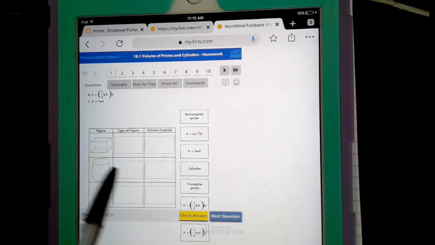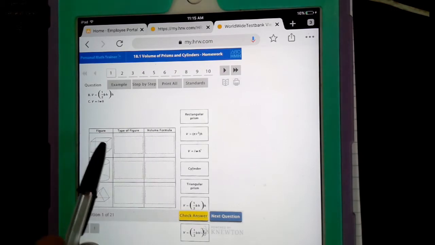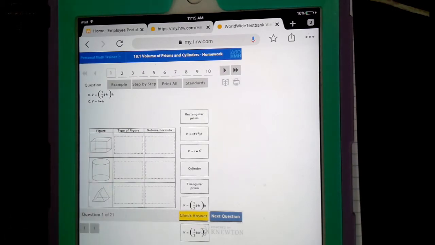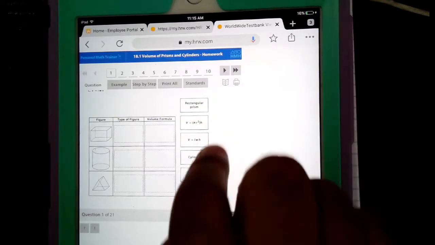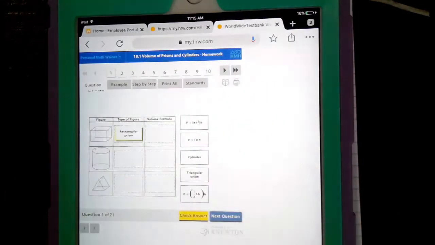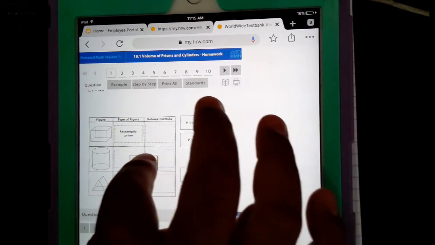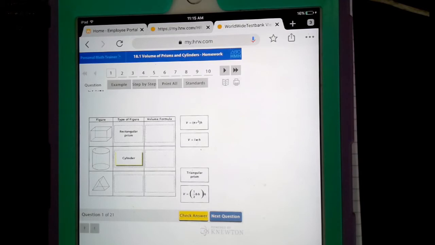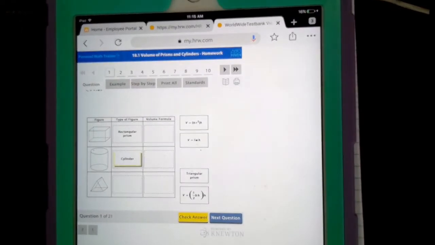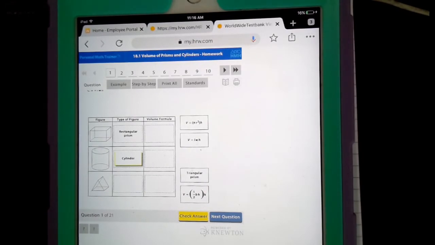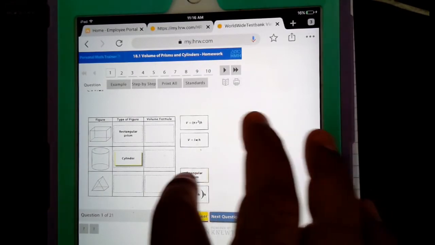If we look at the type of figure that we have, the first one is a what? Yes, it is a rectangular prism. What about the second figure? What do we have? Yes, it is a cylinder. And what about the third figure that we have? Yes, it is a triangular prism.